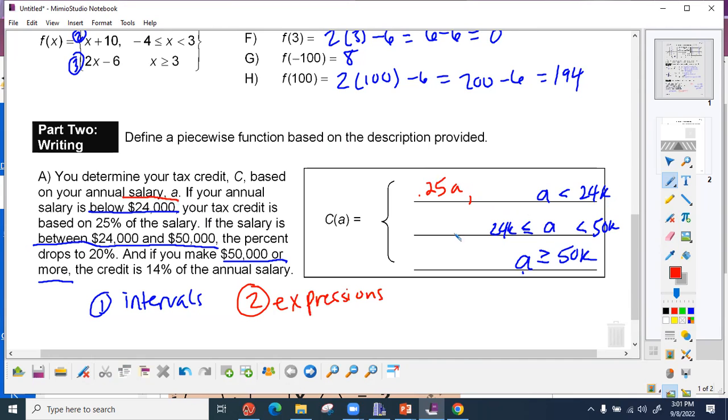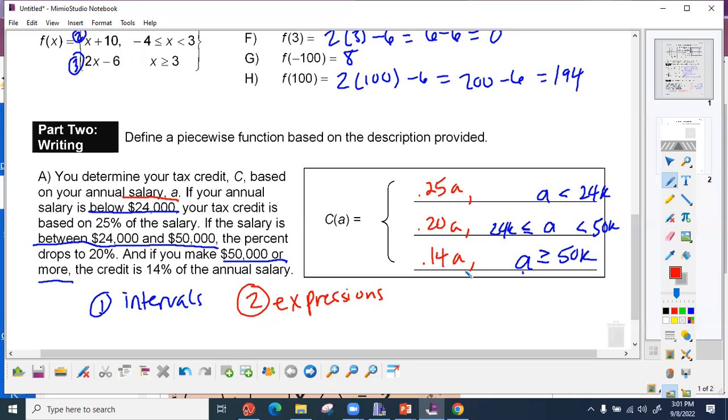Next one we had was 20%, and 20% was if you made between 24K but less than 50K. And lastly, we had 14%. How do you feel about identifying the intervals and then writing the expressions?